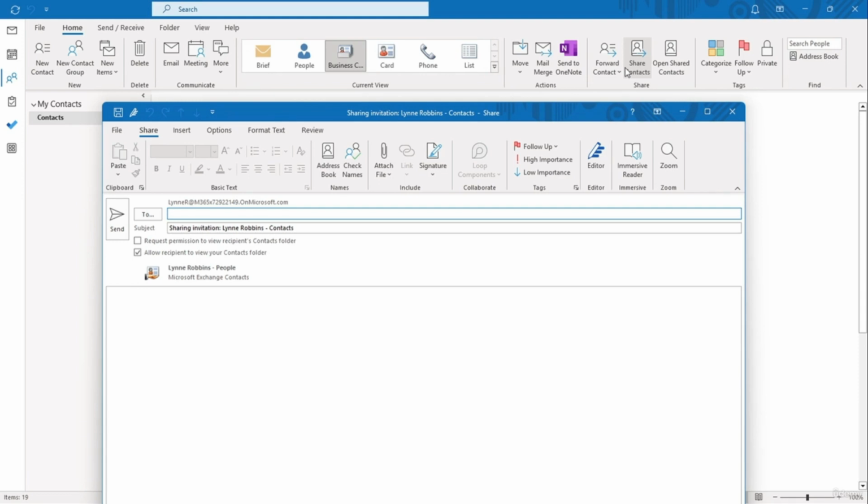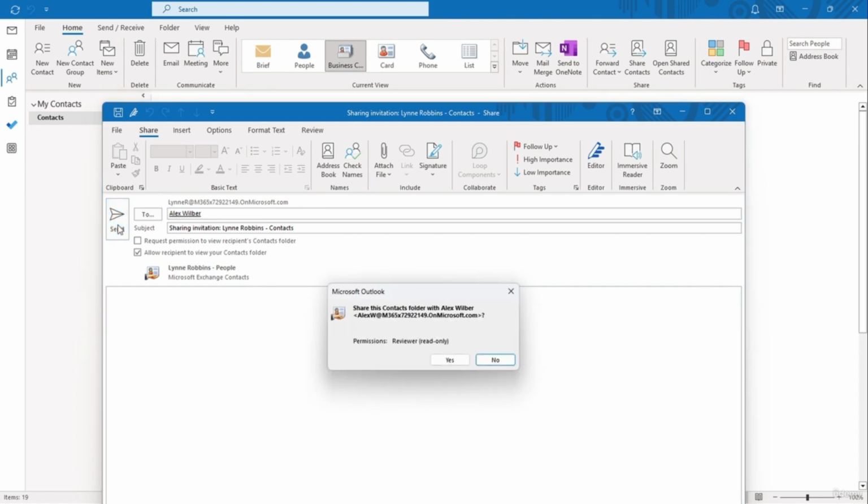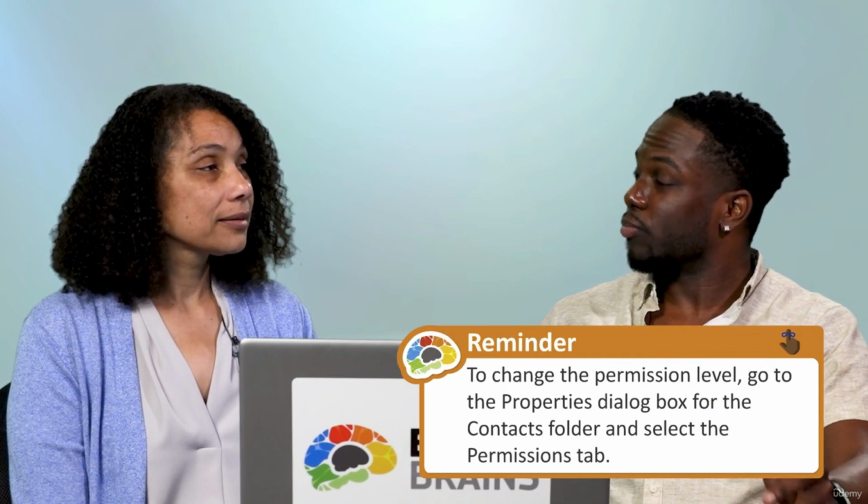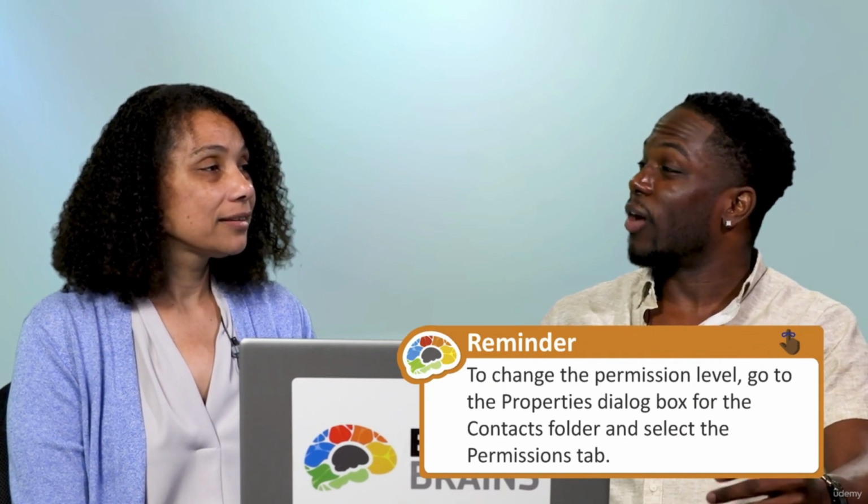Let's go ahead and share with Alex. All right. And now we'll send. Now it's just letting us know what the permission levels are. Reviewer can only read the contacts. That's fine with me. Okay. And if I wanted to change the permissions, I'll go to Contact Folder, Properties. Exactly. Now I know how to import contacts and share them with people.